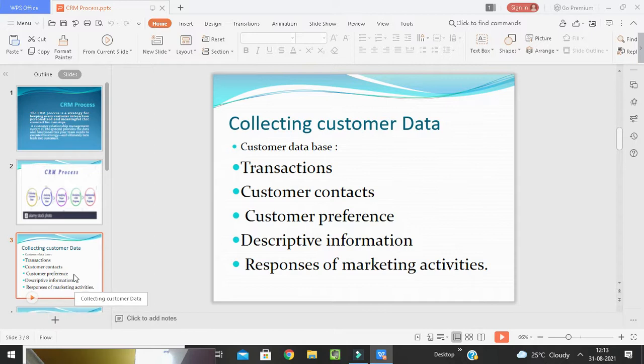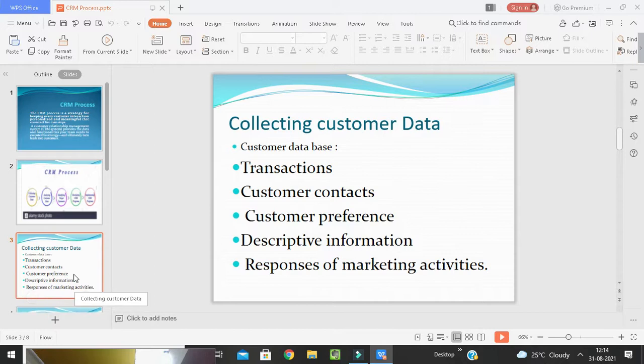All these things will come under the preference of the customer. Any particular date, like functions for marriage or for occasions, for any events, all these things they will check out. Now, descriptive information. So what is happening here?